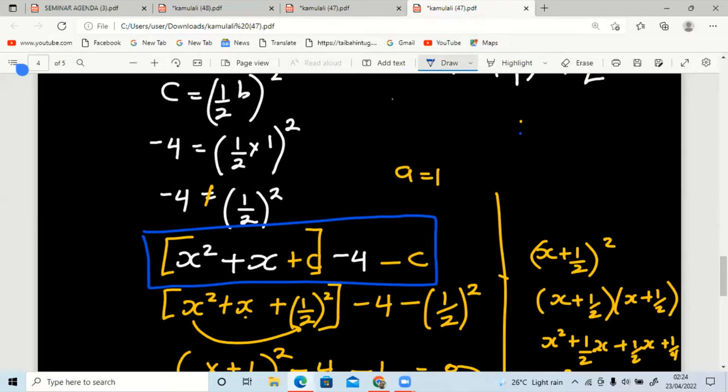Like I've told you, after finding out that this is not a perfect square, because negative 4 is not equal to a half squared, what you do is add a c and subtract a c. So when I add 2, then I subtract 2. This is nothing still, so I have not changed anything on the equation. So you add and then subtract the same thing. Whenever you add and subtract the same thing, it means you have not changed anything.